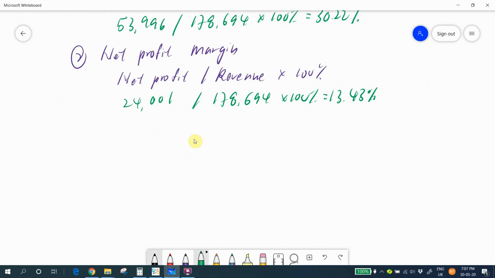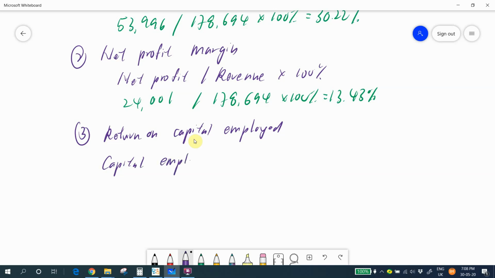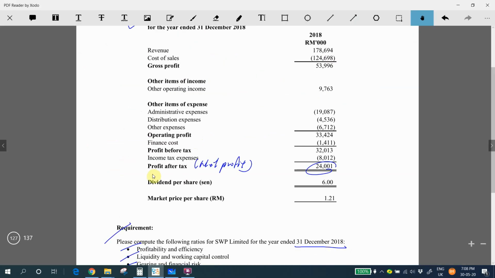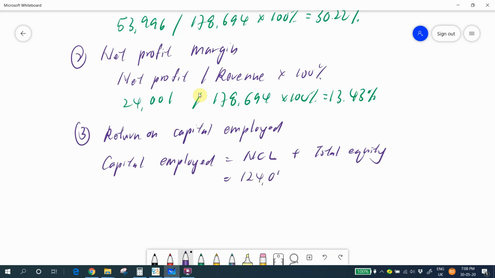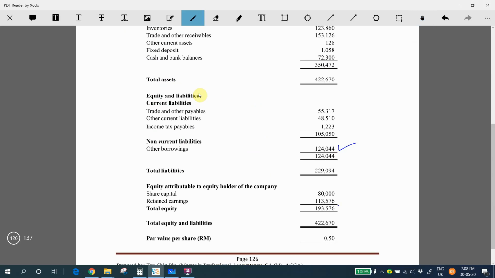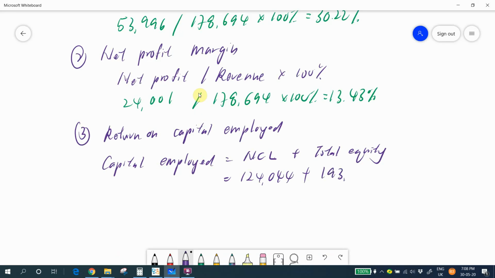Next ratio is regarding ROCE, return on capital employed. So first of all, we have to get the information of our capital employed. Capital employed, we use the simple way. We use the non-current liability plus total equity of the company. So let's have a look. This information we have to get from statement of financial position. Non-current liability 124044. Total equity 193576. So the total capital employed in this company.